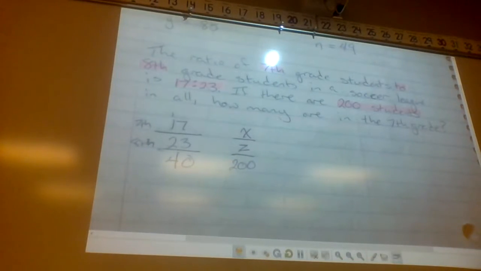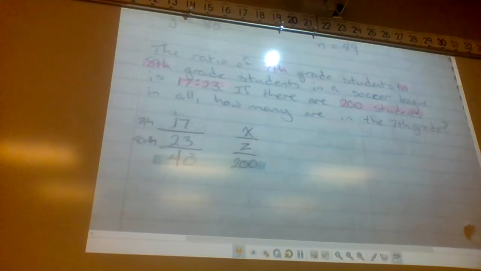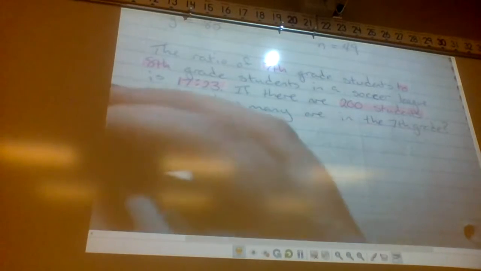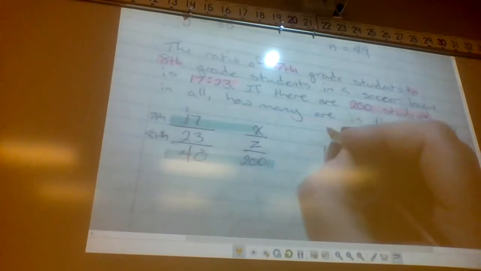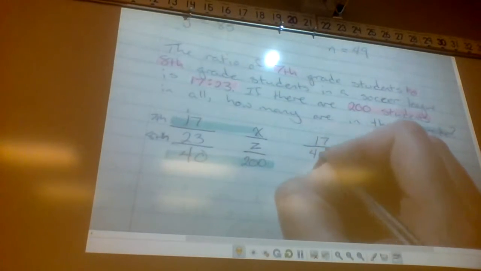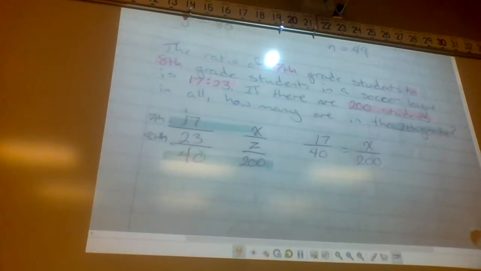Now which two groups are we going to look at? 7th grade, 8th grade, total. Do you want the total? Anything else? The seventh grade, because it is asking how many are in the seventh grade. 17 out of 40 is equal to X out of 200. Can you solve it now? Yeah. It gives you a little bit extra and asks you to find a little bit extra.